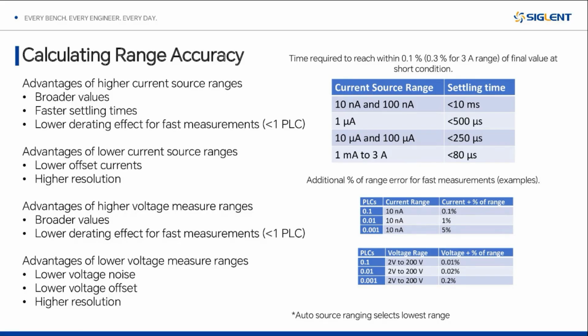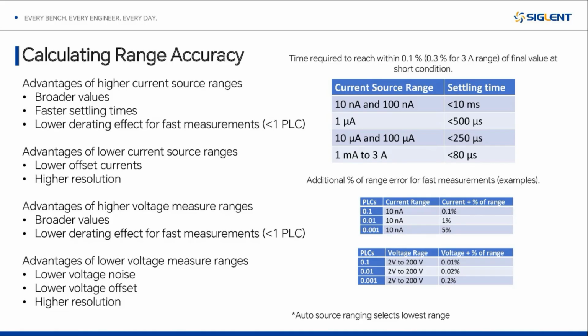Typically, when you use an auto sourcing range, it'll pick the lowest, tightest ranges available. That might cause some range shifting. That might cause some other offset changes to your measurements that might be suboptimal for what you're trying to accomplish on a large set of data. So it's important to think about that.